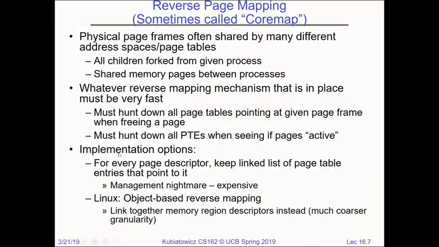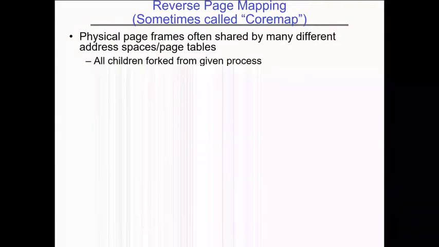There are many implementation options. You could imagine doing this on every page, but that could be very expensive. In Linux, in fact, ranges of physical pages are treated together in a way that allows you to do this reverse core map on ranges of pages instead of on every page, and it's a lot cheaper. But the basic idea here is pretty straightforward. Okay? Questions?